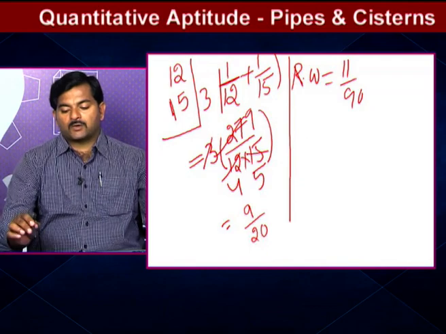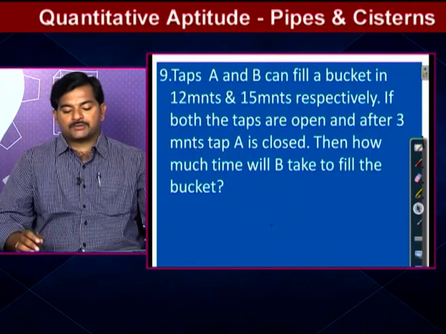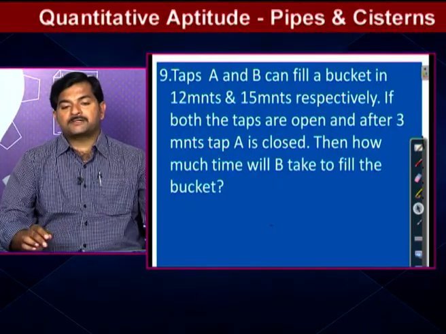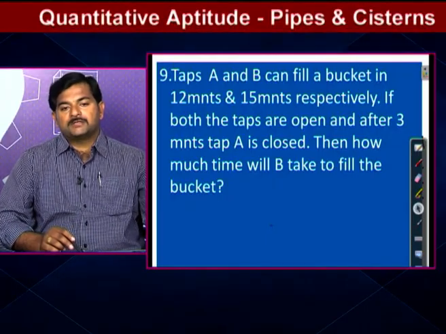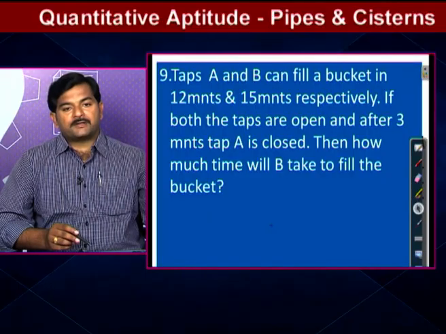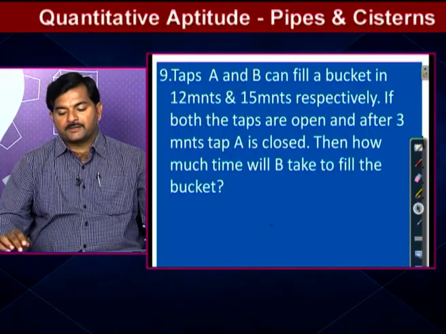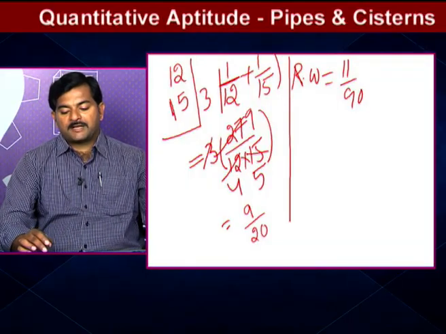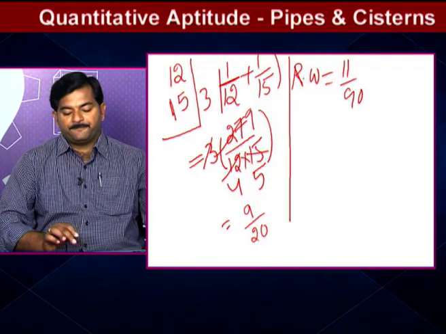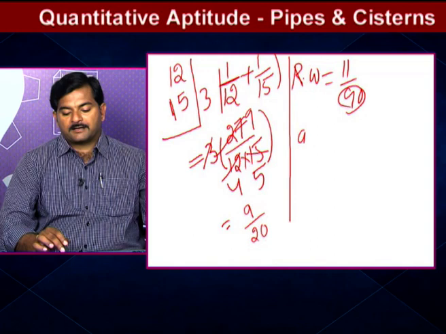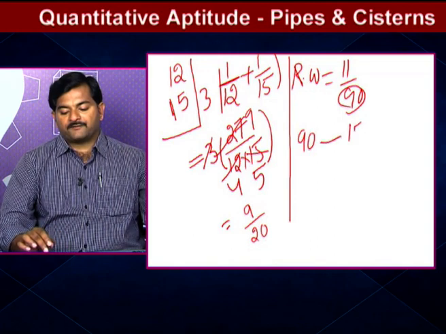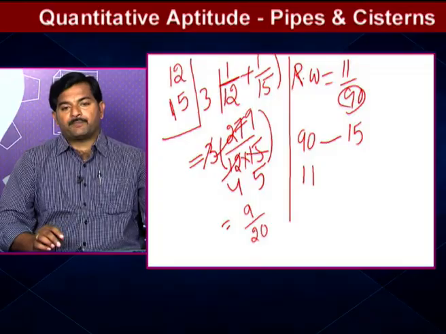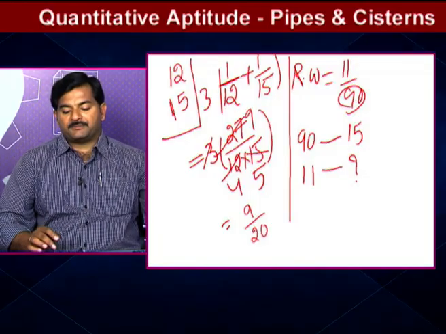Now which pipe is closed? After 3 minutes tap A is closed. So the remaining work should be done by tap B, because tap A is closed. The second pipe can fill the whole tank in how many minutes? 15 minutes. Whole tank means how many parts are there here? 90 parts are there. So 90 parts can be filled in 15 minutes, but we have only 11 parts. 11 parts can be filled in how many minutes?